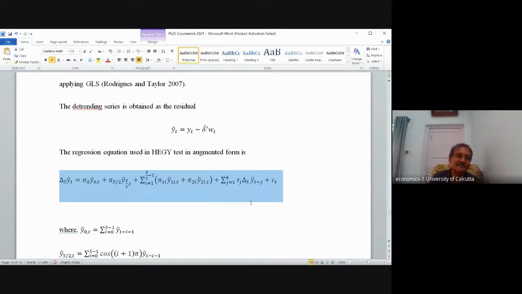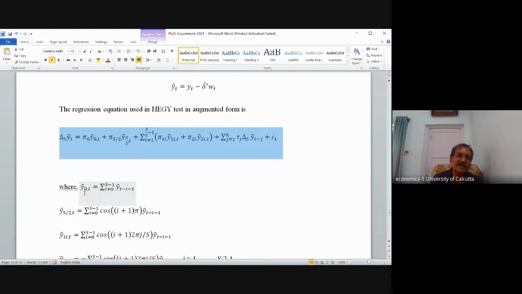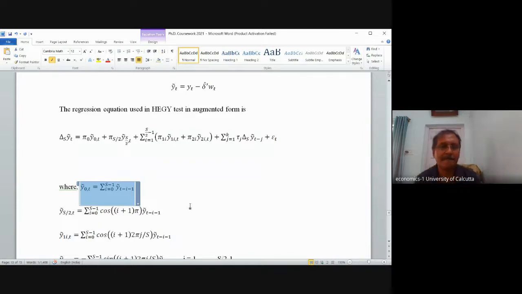Now here again you need to understand the meaning for y naught tilde, y1 tilde, etc. What is y naught tilde t? Y naught tilde t is equal to sum of y tilde t minus I minus 1, I varies from 0 to s minus 1. So write this expression for quarterly series.